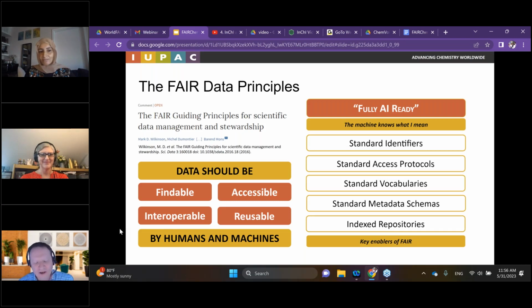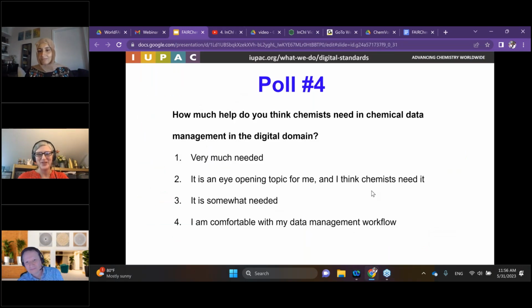There are specific criteria that define each of the characteristics, but they essentially boil down to things like standard identifiers, having standard access protocols, using standard vocabulary such as those defined by IUPAC, capturing those in standard metadata schemes such as we talked about with FAIRSpec, and having the repositories that index these and enable their access. So with that brief overview, I'll hand over to Leah to say more about how IUPAC has been helping advance this. Thank you very much.